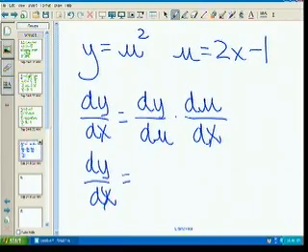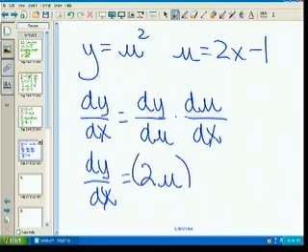What is the derivative of y with respect to u? 2u. We have y equals u squared. Derivative of u squared with respect to u is 2u. And what's the derivative of u with respect to x? 2. We have u in terms of x, so we're deriving with respect to x.